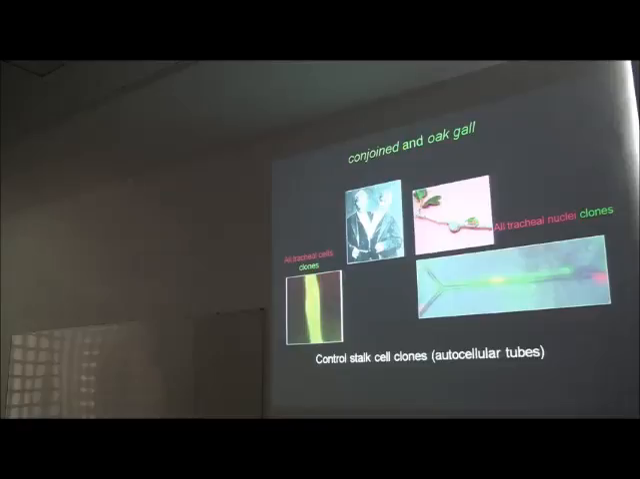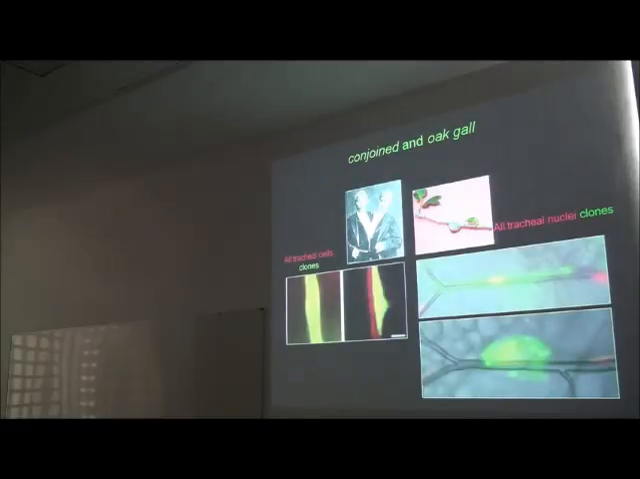So here I'm just showing you an autocellular tube, in both cases GFP labeled. In this case, we're labeling all the tracheal cells with DsRed, and here just the tracheal nuclei with DsRed. Those are control clones. In conjoined mutants, instead of cells rearranging from a side-by-side configuration to make a multicellular tube, sliding past each other to make autocellular tubes, we see those cells remaining connected to each other to make a multicellular tube. So that defect is what led us to name one mutant conjoined.